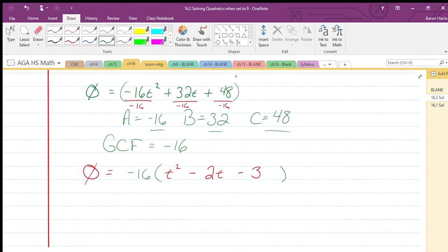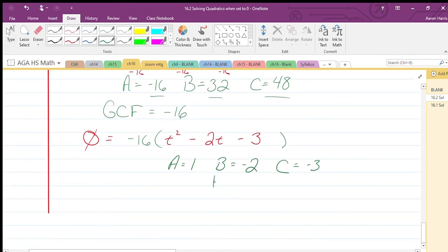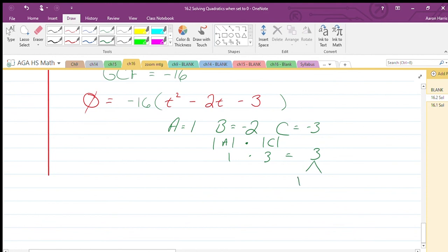Now I have something that's very, very simple. Okay, my new a is what? 1. My b is equal to what? Negative 2. My c is equal to what? Negative 3. What do we do? That's right, absolute value of a times absolute value of c. So here we go. 1 times positive 3 is equal to 3. Now what do we do? List my factors. Always start with what? 1 times 3. Does 2 go in? No. I'm done. Good. Now, C is what? Negative.